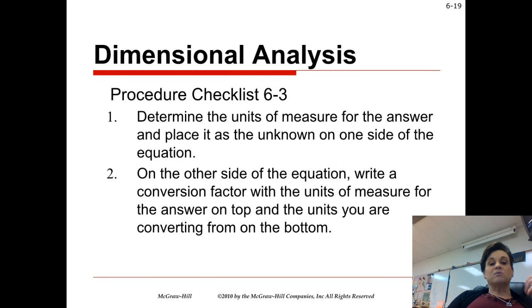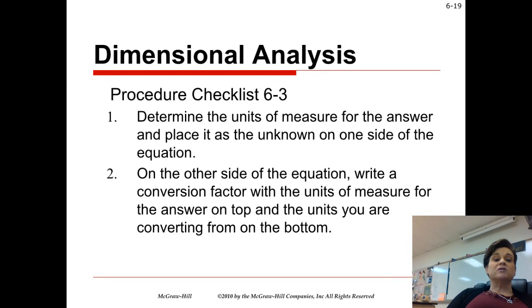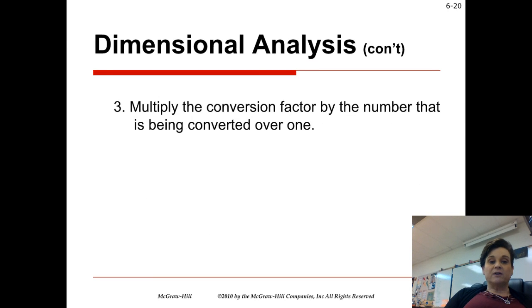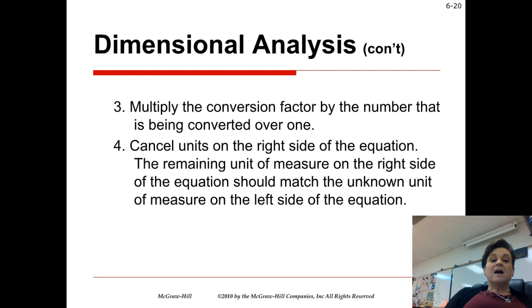So we'll talk about how we go through that, and for the answer you have one unit on the top and one on the bottom. It makes it look like fractions and kind of like cross multiplying, but it's really not. I will talk you through that a little more in a minute, so hopefully it'll be more clear. You're going to multiply the conversion factor by the number that's being converted over 1, and then you're going to cancel out your units.